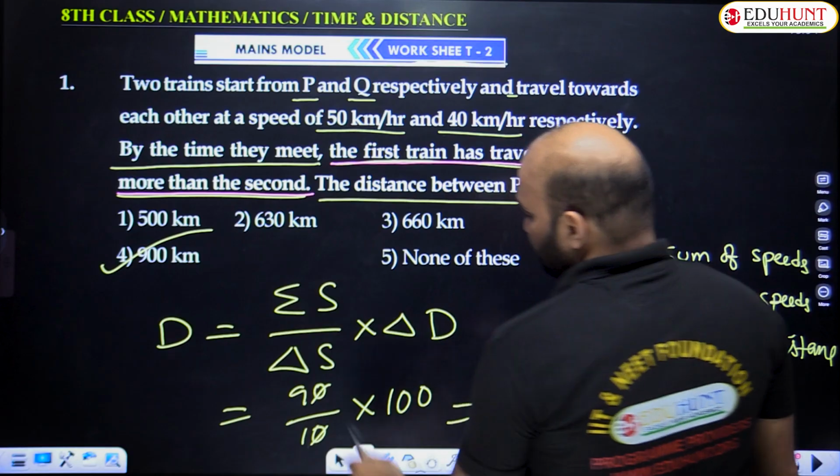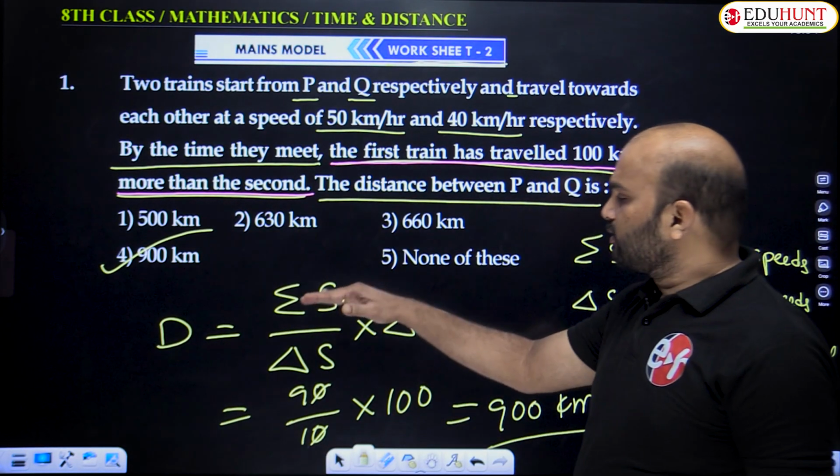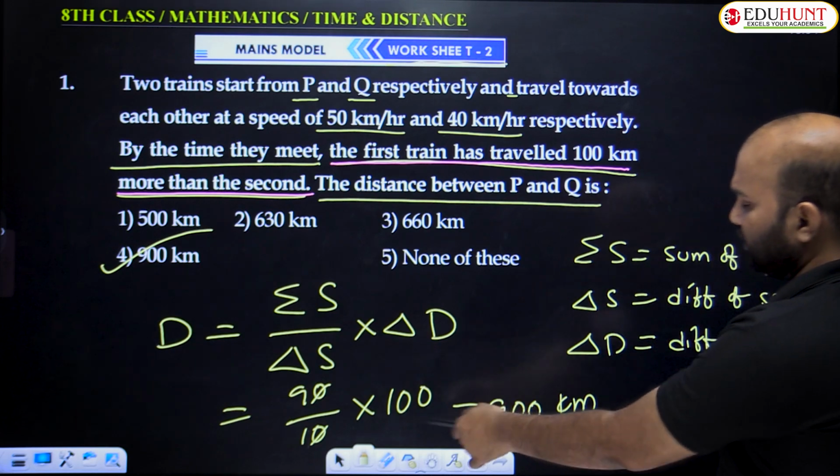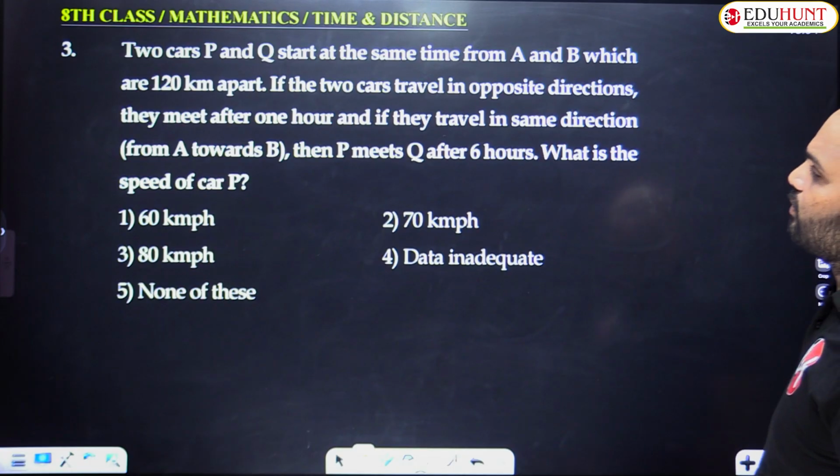This is the school method. But what is the formula method? Sum of the speeds by difference of speeds into difference of distance. Am I clear? So let's go to question number 2.